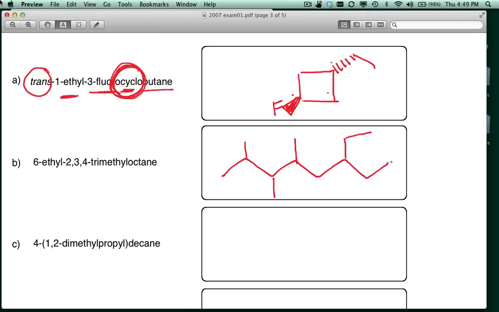Okay, this next one is a complex substituent. Again, using the systematic naming, notice it's in parentheses. We put complex substituents in parentheses. And outside of the parentheses is where it's attached on the parent chain. So here we have decane, 10 carbons, right? 1, 2, 3, 4, 5, 6, 7, 8, 9, 10. 10 carbons, and on the fourth carbon, 1, 2, 3, 4, we have a 1,2-dimethyl propyl.